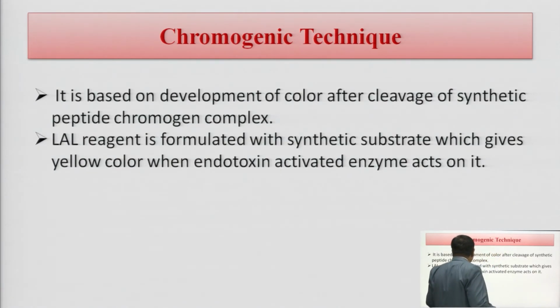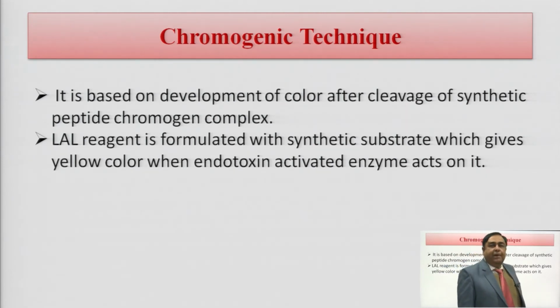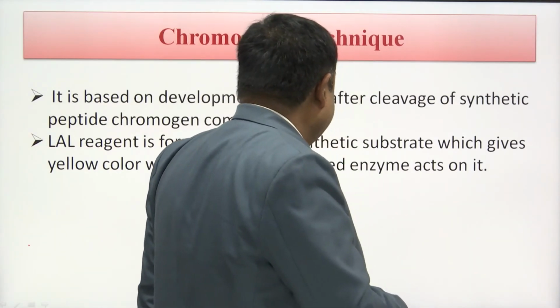So, this chromogenic technique is based on the development of color after cleavage of the synthetic peptide chromogen complex. Finally, the LAL reagent is formulated with a synthetic substrate which gives you a yellow color in the case of chromogen when the endotoxin activated enzyme acts on that particular preparation. Let us move on to the next slide.